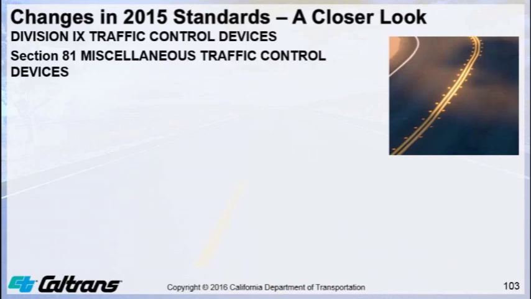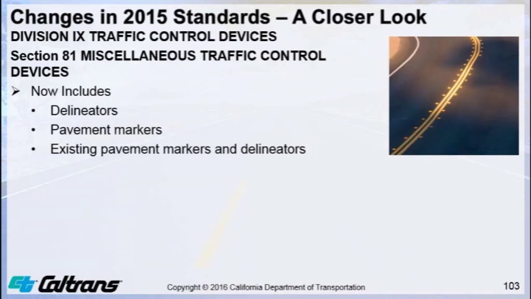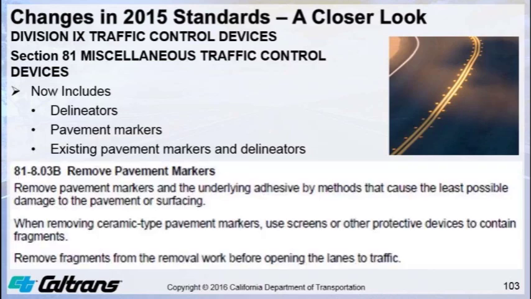Division 9, traffic control devices, section 81, miscellaneous traffic control. This section now includes delineators, pavement markers, existing pavement markers, and delineators. Be aware that removing pavement markers was moved from the 2010 section 15 to the 2015 section 81-8, existing pavement markers and delineators. Shown here are the specification requirements now for removing pavement markers.